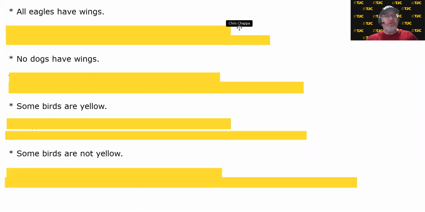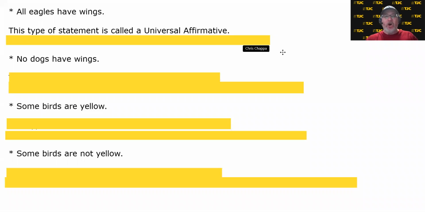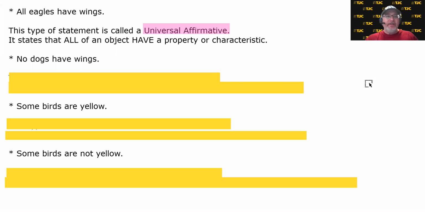The first type of quantified statement we saw earlier in this video was all eagles have wings. A statement like all eagles have wings is called a universal affirmative. Think about those two words, universal affirmative. It states that all of an object have a property or characteristic. All eagles have wings.